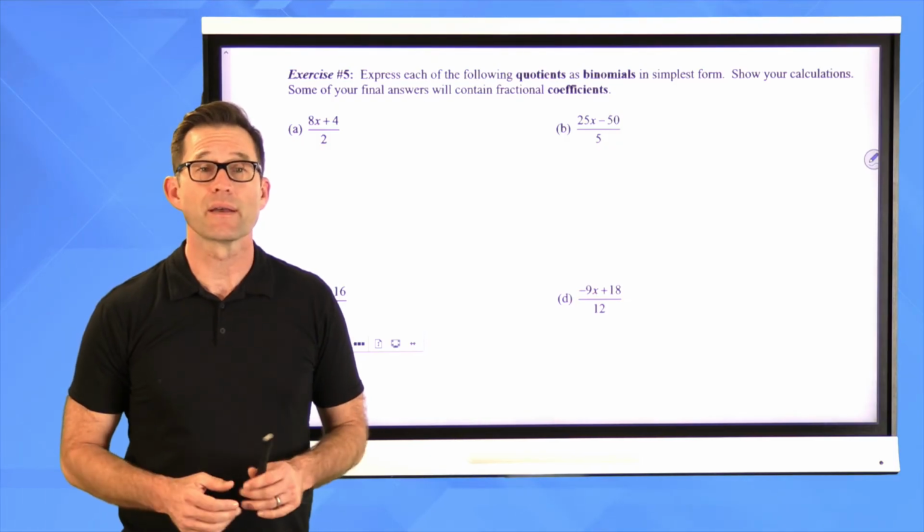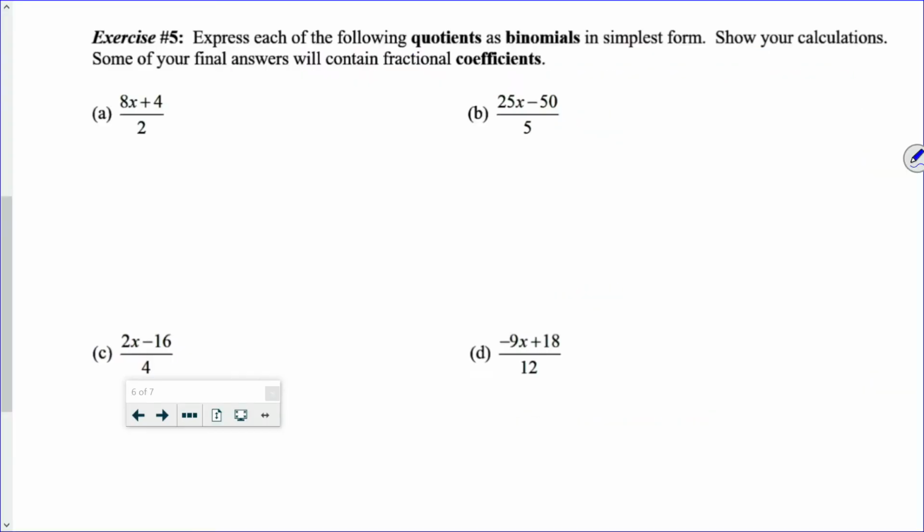So let's take a look at exercise number 5. Express each of the following quotients as binomials in simplest form. A quotient is just a division problem or a fraction. A binomial is something with 2 terms. Show your calculations. Some of your final answers will contain fractional coefficients. All right, so let's take a look.